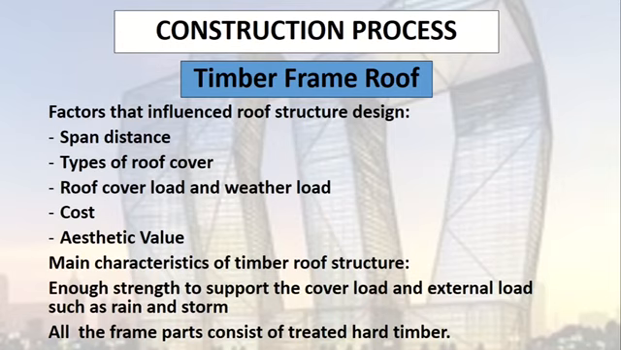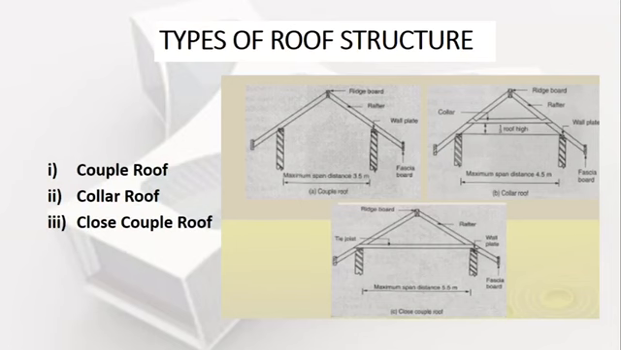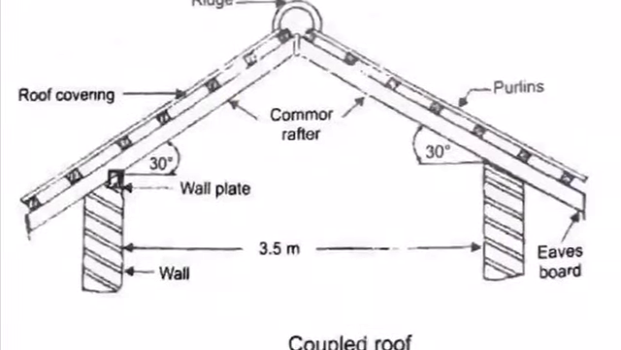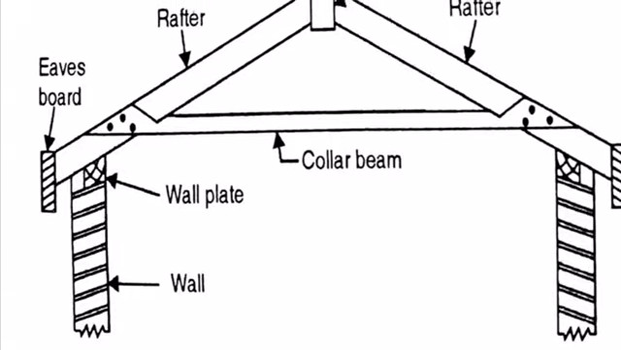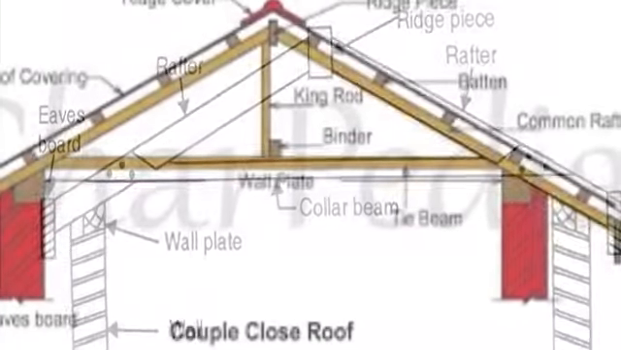Enough strength to support the cover load and external load such as rain and storm. All the frame parts consist of treated hard timber. Types of roof structure. First, couple roof. Secondly, collar roof. Thirdly, closed couple roof.